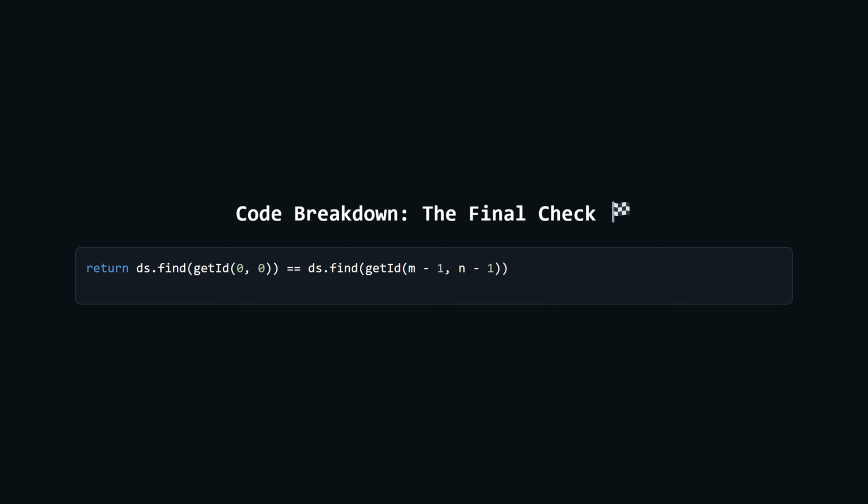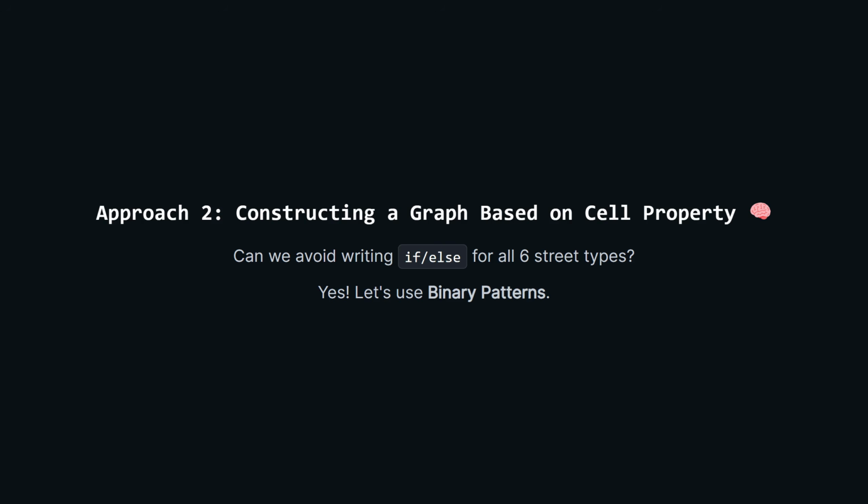If they are, we have a path. Now let's look at the second approach from the editorial. The first approach worked great, but writing out every single street combination is a bit tedious. We can actually use bit manipulation to do this much more cleanly.